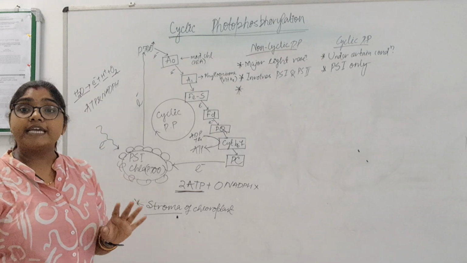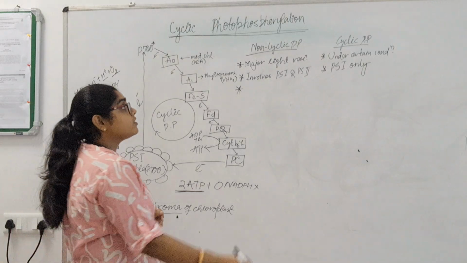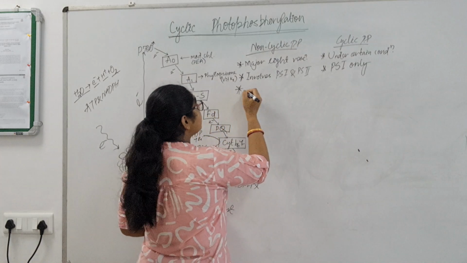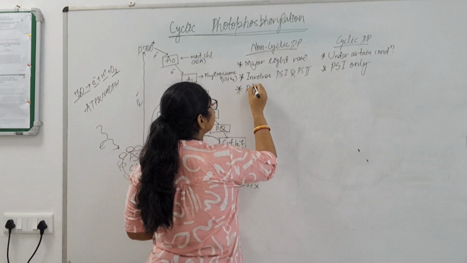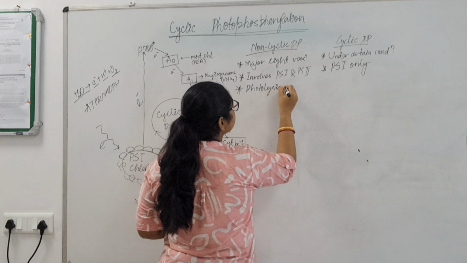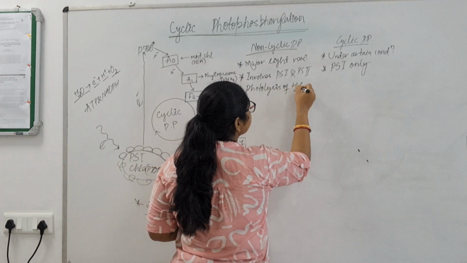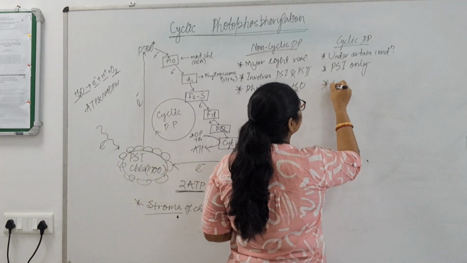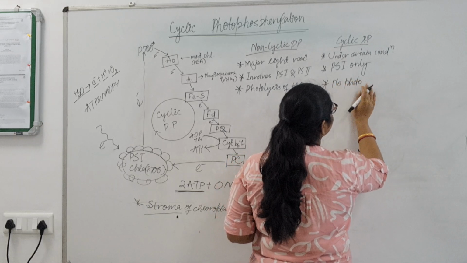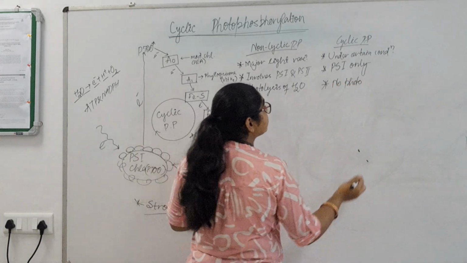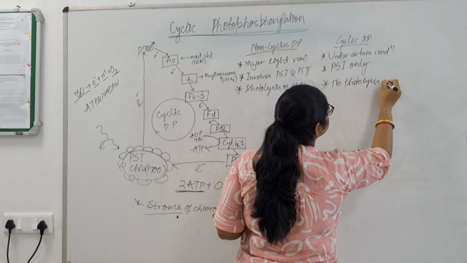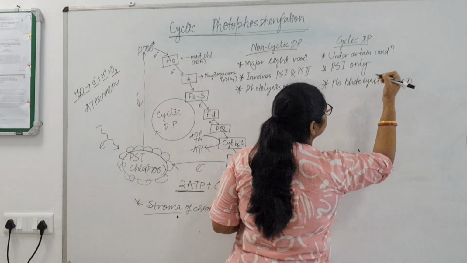Here, photolysis of water takes place. In non-cyclic photophosphorylation, the source of constant electron transfer is the photolysis of water. So here photolysis of water takes place, and in cyclic there is no photolysis of water, because the same electron rotates in a cyclic manner to produce ATP. So no photolysis of water molecule.